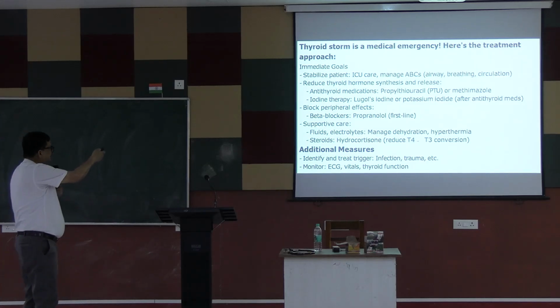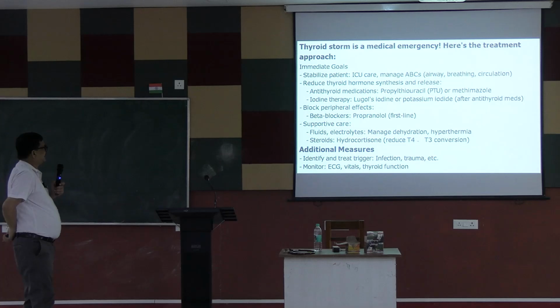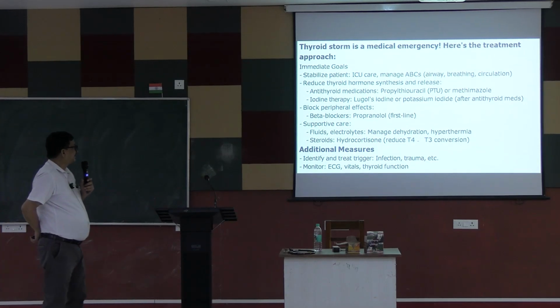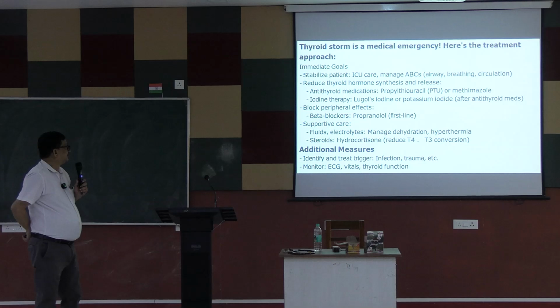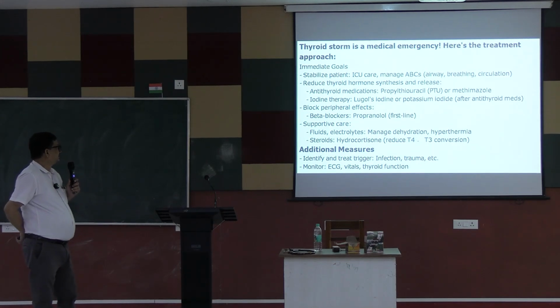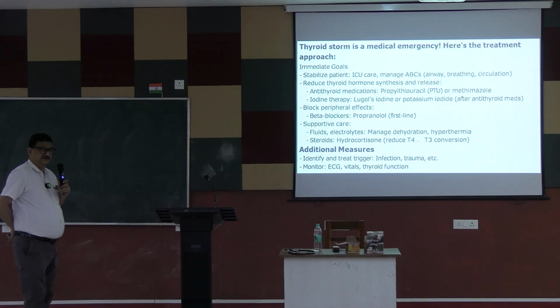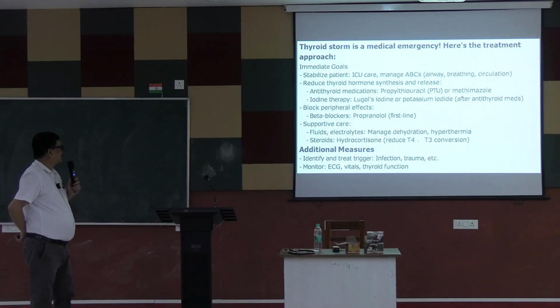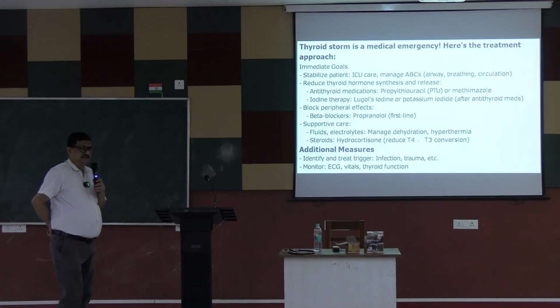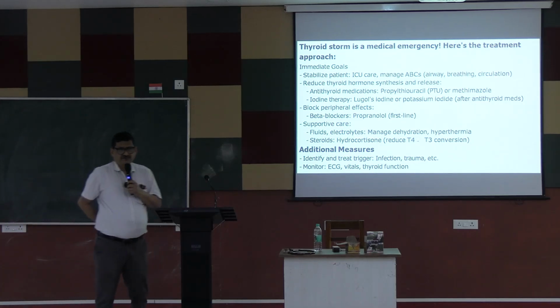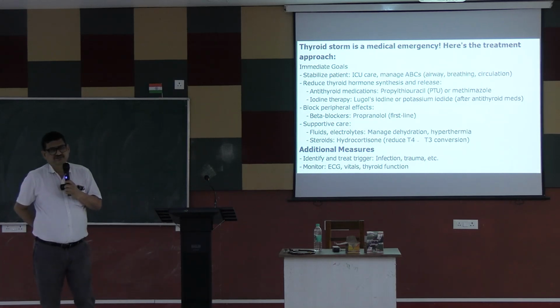So stabilize the patient, manage airway, breathing, circulation, and to reduce the thyroid hormone synthesis and release, we start antithyroid drugs. Maybe start potassium iodide after antithyroid meds. Block peripheral effects: beta blockers to reduce the heart rate. Supportive care: fluids, electrolytes, manage dehydration, hyperthermia, and hydrocortisone. Hydrocortisone is effective to reduce the conversion from T4 to T3.